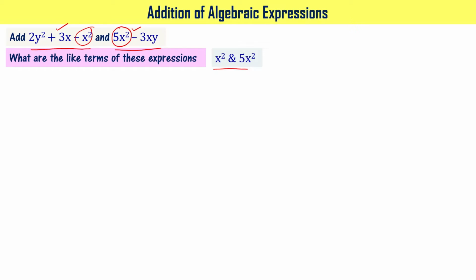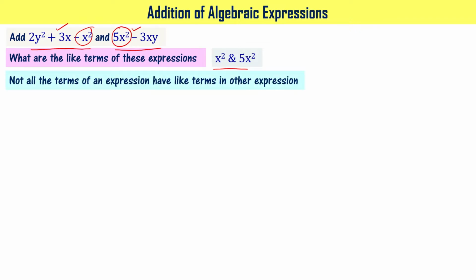What to do now? Let's note that not all the terms of an expression have like terms in the other expression, right? Here, 2 terms extra are there. They don't have like terms in this expression. Whereas here you have 3xy and we don't have 3xy in the first expression. Sorry, a term which is like 3xy, right? Now to go further in this process of addition, let's see what are the terms.